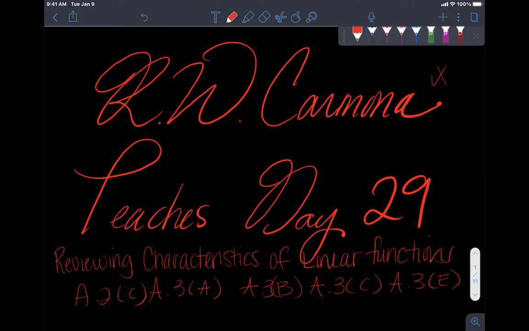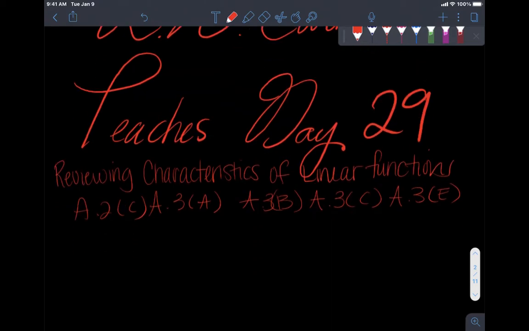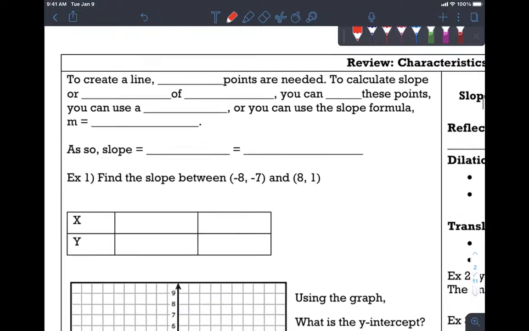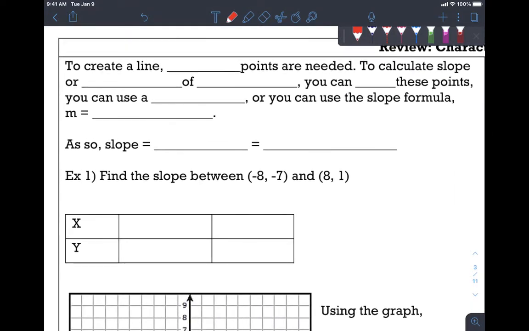189. Today we're going to be reviewing the characteristics of linear functions. So this is going to be a review of previous material we've already learned. So let's go ahead and get started. In order for us to create a line, we need 2 points.